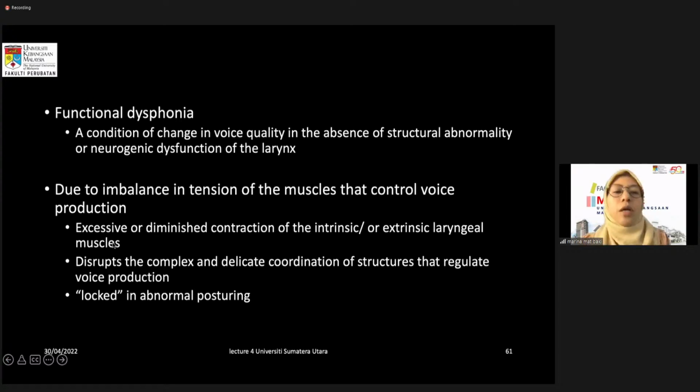So functional dysphonia is a condition of change in voice quality with the absence of structural abnormality or neurogenic dysfunction. There's no immobility, there's no paralysis, the structure is all normal, but yet the patient's voice is hoarse, dysphonic. This is due to imbalance of tension of muscle that control the voice production. The larynx is like locked in abnormal posturing, and there is discoordination between the intrinsic muscle and extrinsic muscle of the larynx during voice production.